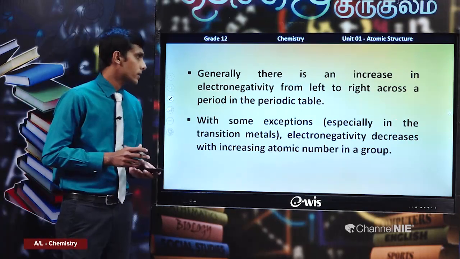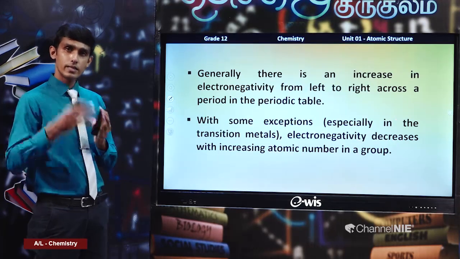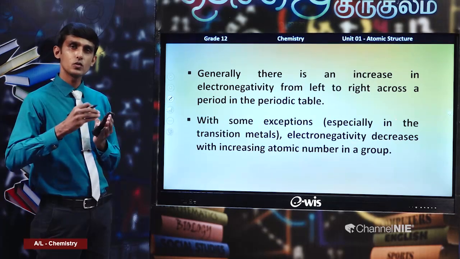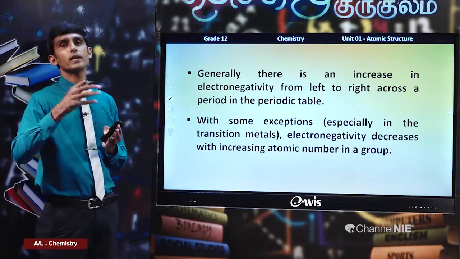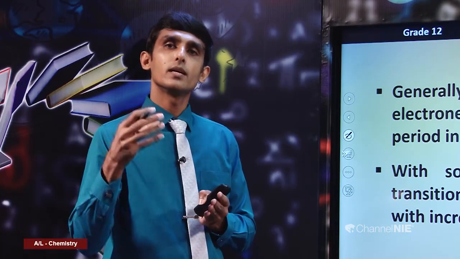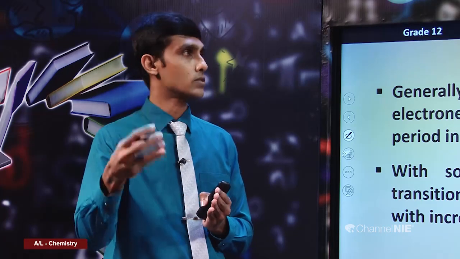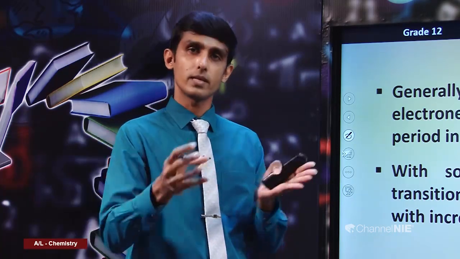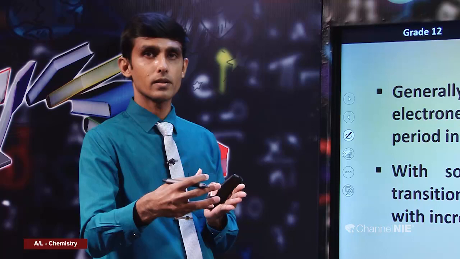Now, according to the Pauling scale, the electronegativity increases across a period from left to right when you move in a particular period. The main reason is the decrease of the size of the atom. When the size of the atom decreases, bond electrons will be closer to the nucleus. Therefore, electronegativity increases across a period from left to right.